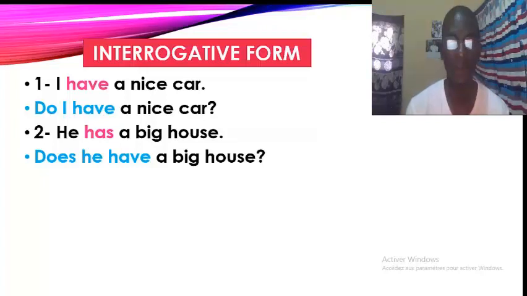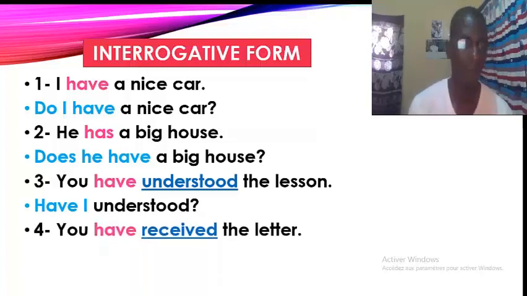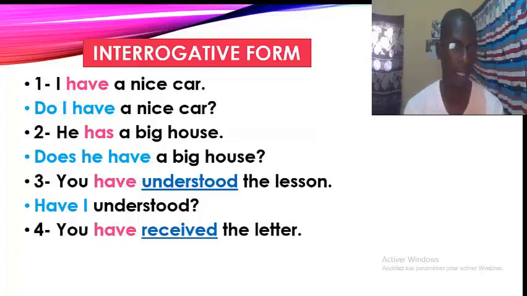You have understood the lesson. Vous avez compris la leçon. Have ici est auxiliaire, il se conjugue seul, on dira have you. Et pas don't you. Do you have? On dira have you. Have you understood? Et n'oubliez pas le point d'interrogation. For number 4, you have received the letter. Vous avez reçu la lettre. Here have is an auxiliary. And as it is an auxiliary, it does not need do for the interrogative form. You just say, have you? Okay, have you received the letter?